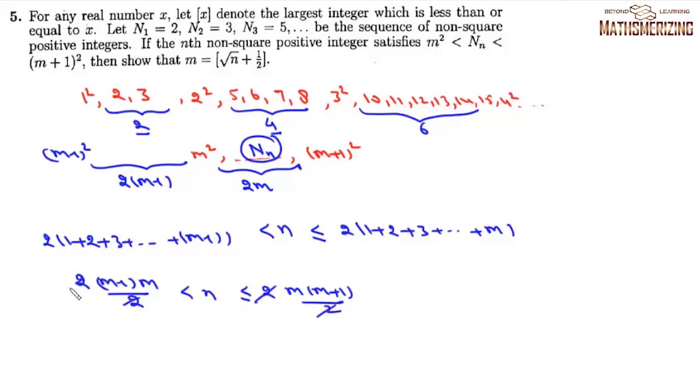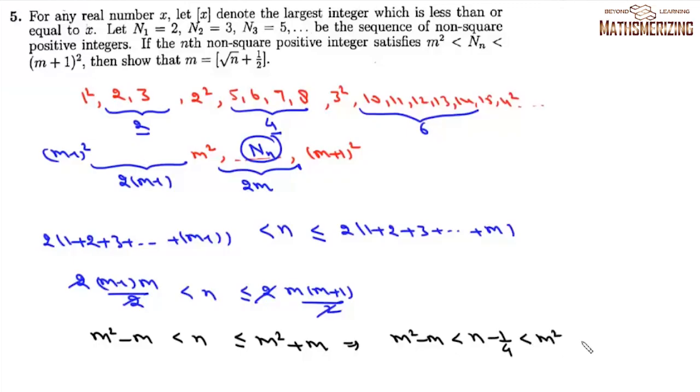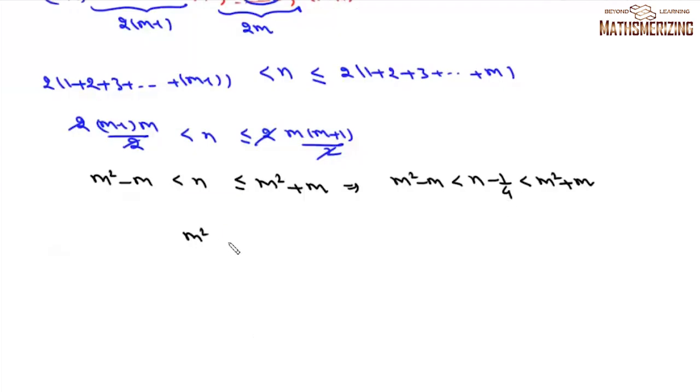Here 2 and 2 will cancel. So we can write m square minus m is less than n, which is less than or equal to m square plus m. Now m square minus m and m square plus m are all integers. So we can write m square minus m is less than n minus 1 by 4, which is less than m square plus m. Now if we add 1 by 4, we can write m square minus m plus 1 by 4 is less than n, which is less than m square plus m plus 1 by 4.